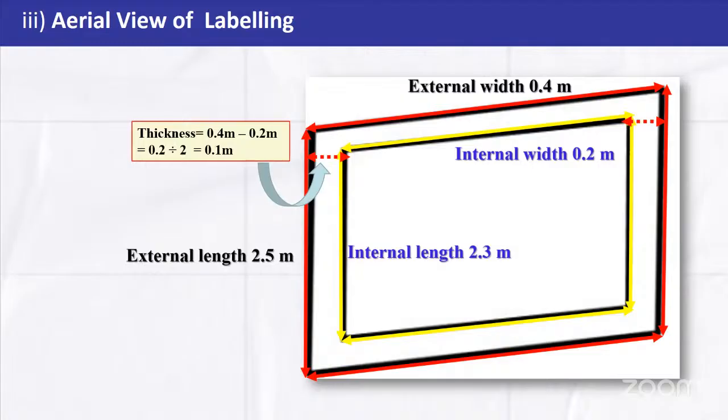But the question I want to ask now is, now that you have seen this, and we are finding the thickness, and we're looking at the difference between the internal length and the external length, both length and width, and we're saying that the difference is 0.2, but we're dividing that measure by 2. When I subtract 0.2 from 0.4, I'm getting 0.2. But why is it that I'm dividing this measure by 2? Anybody? Share with me.